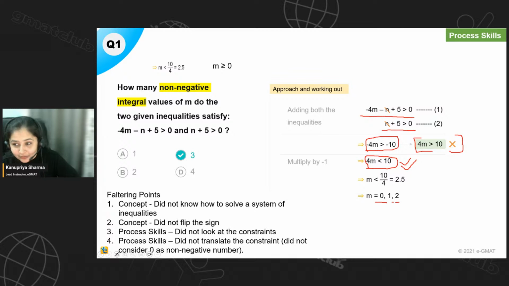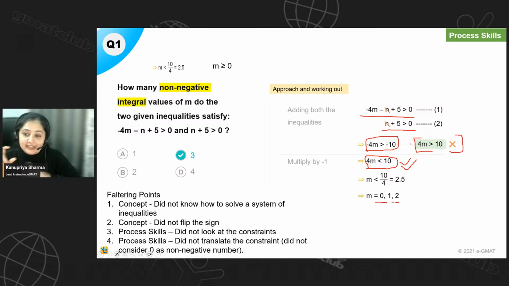Didn't consider 0. So Arshdeep, that is where you missed the constraint, right? If you write this constraint specifically, that M has to be greater than or equal to 0, you will not miss that. Those who got C as the answer, your answer is correct. And any other option means that you faltered somewhere.